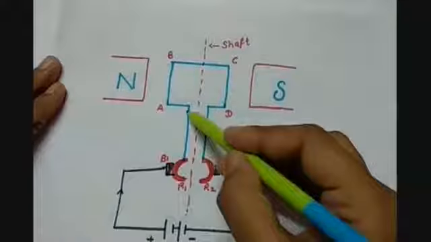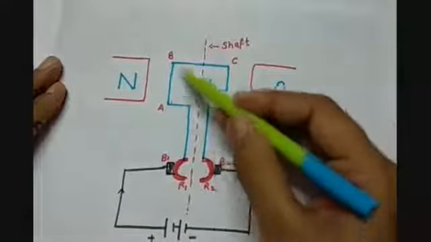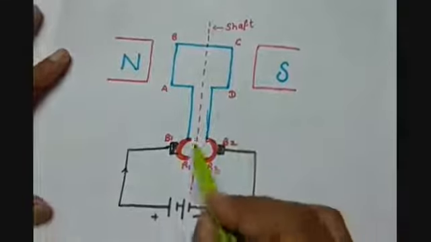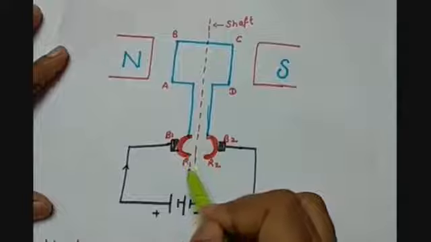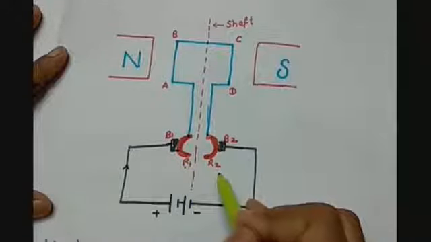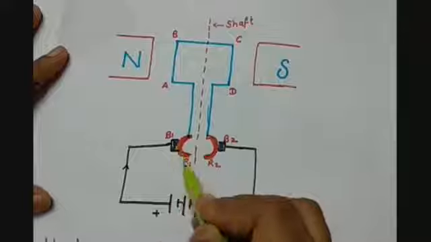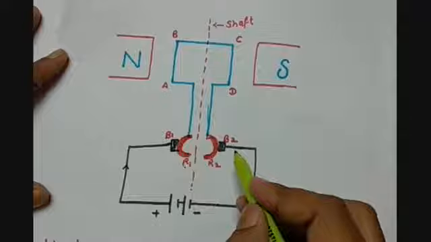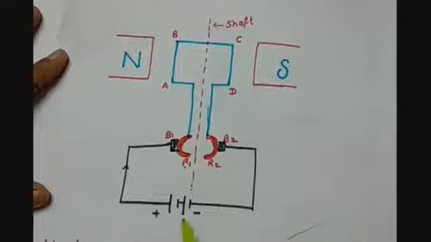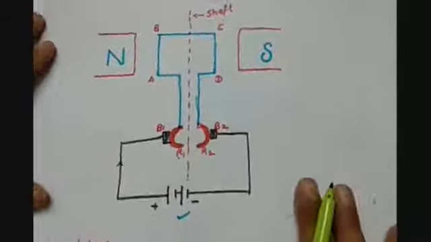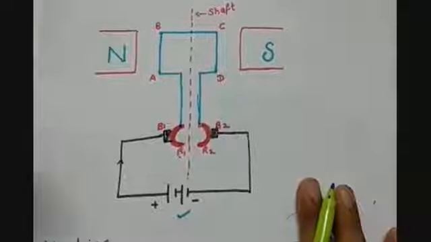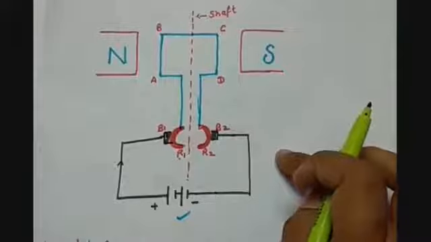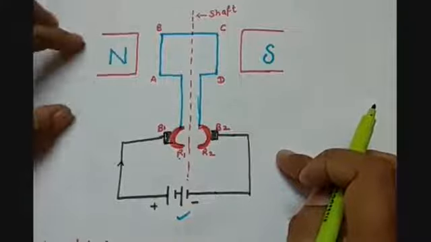Then we have our armature coil, named A, B, C, D, which has two ends, and these two ends are connected with R1 and R2 respectively. With R1, brush B1 is connected, with R2, brush B2 is connected, and these are connected with the battery. So this is how the construction of the electric motor is done. Now with the help of this diagram, we have to understand the working of the electric motor.